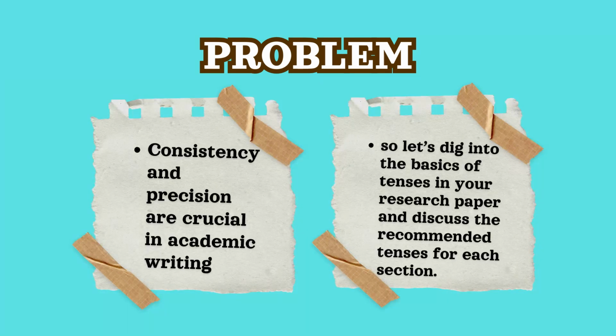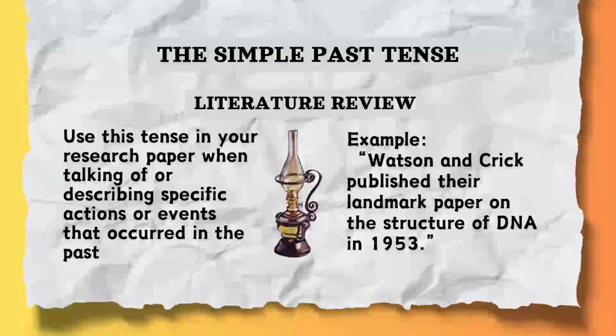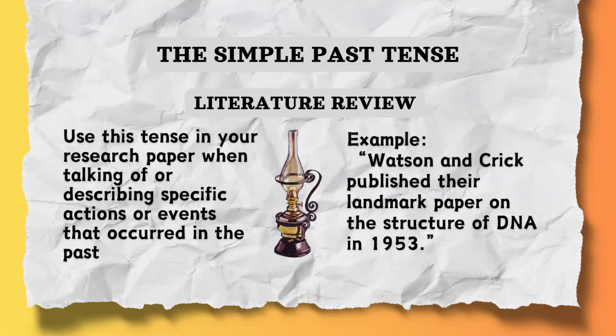Consistency and precision are crucial in academic writing, especially in research writing. So let's dig into the basics of tenses in your research paper and discuss the recommended tenses for each section. And of course, our objective in being consistent is to ensure clarity of thoughts and provision of data information in your research paper. Let's have the simple past tense for literature review.